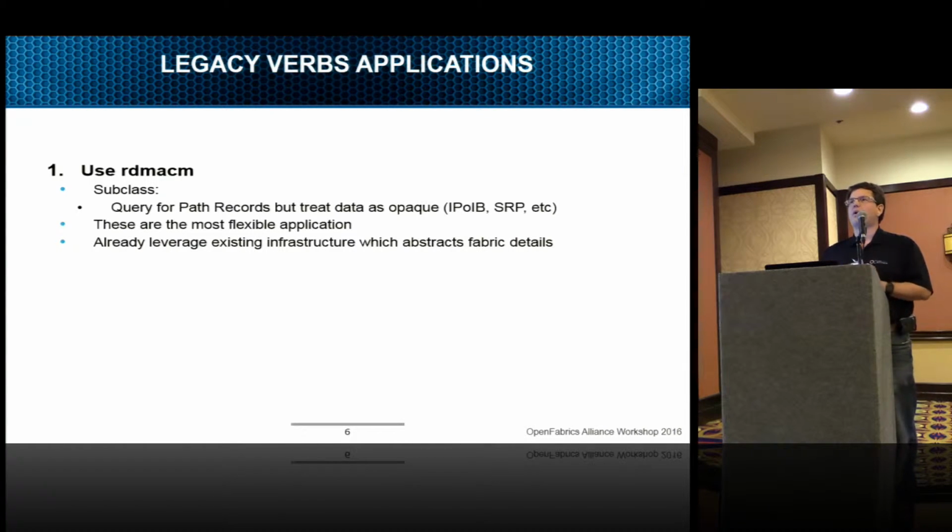So when you get a path record, a lot of the information about the path and about the fabric is given to you. And if you treat that data as opaque and turn around and hand it to the adapter, things work really, really well.